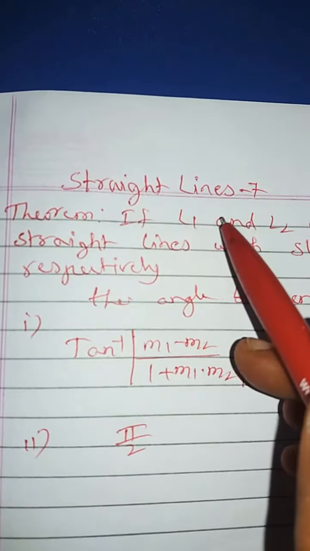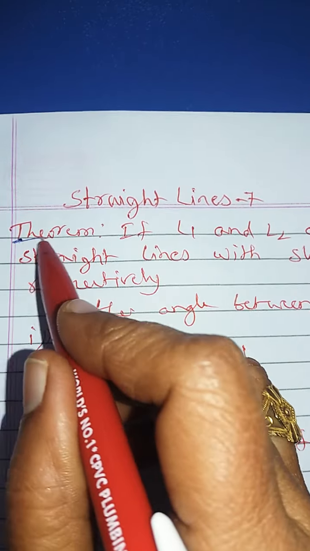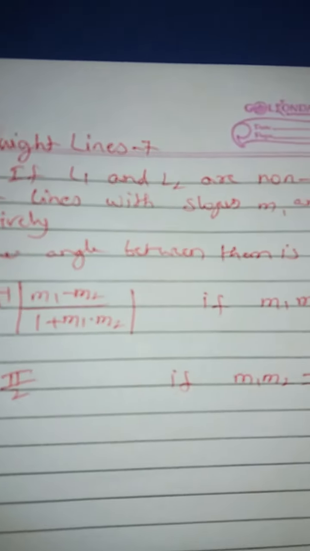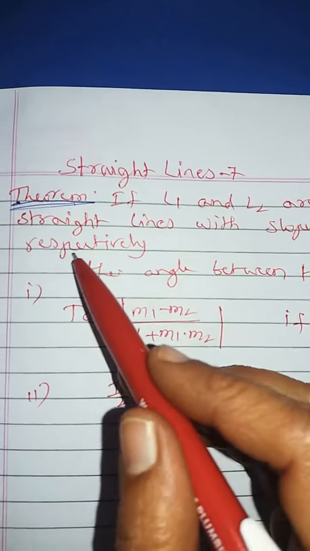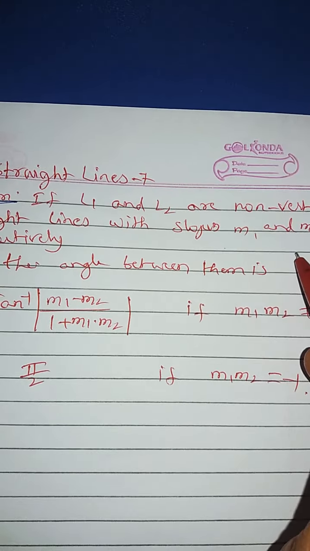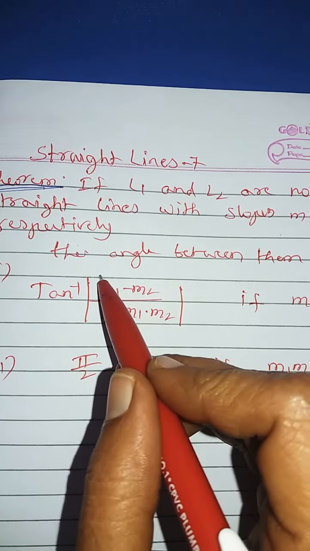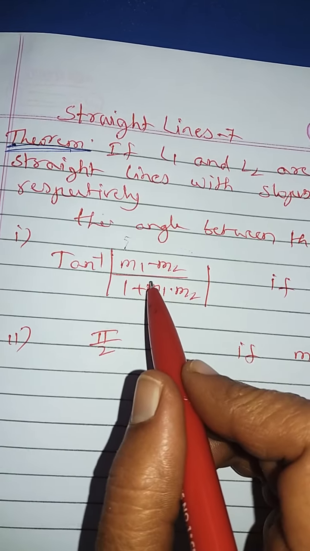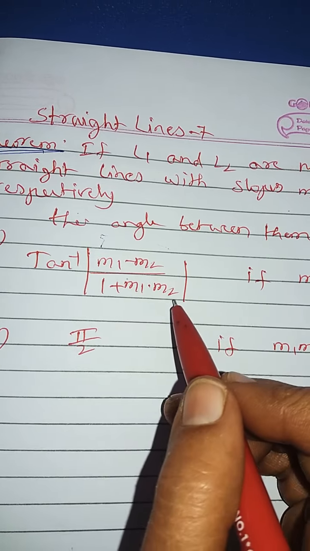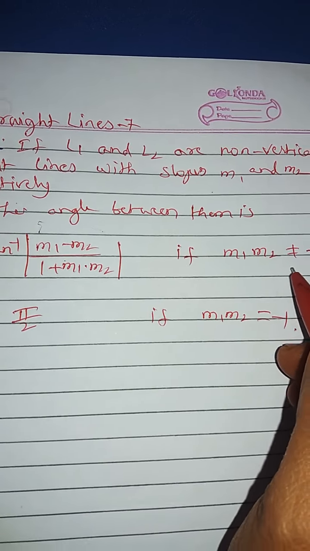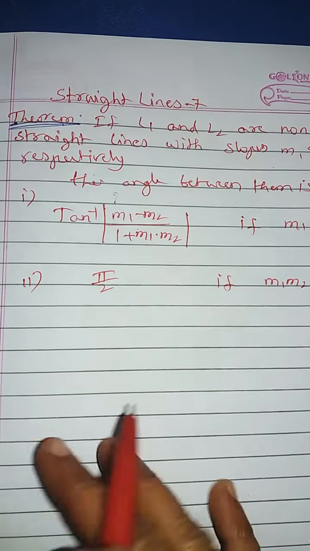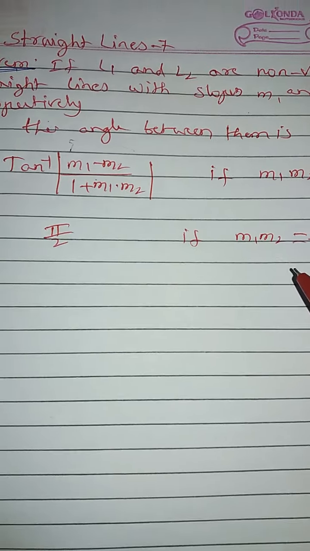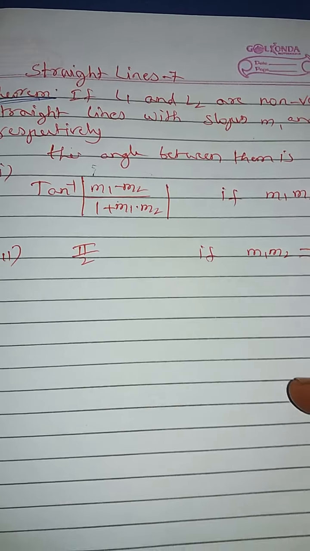Today I am going to explain the straight lines topic. In this I will explain a theorem. The theorem is: if L1 and L2 are non-vertical straight lines with slopes m1 and m2 respectively, then the angle between them is tan inverse of mod (m1 minus m2) by (1 plus m1 m2) if m1 into m2 is not equal to minus 1, and the angle between them is pi by 2, that is 90 degrees, if m1 into m2 is minus 1.